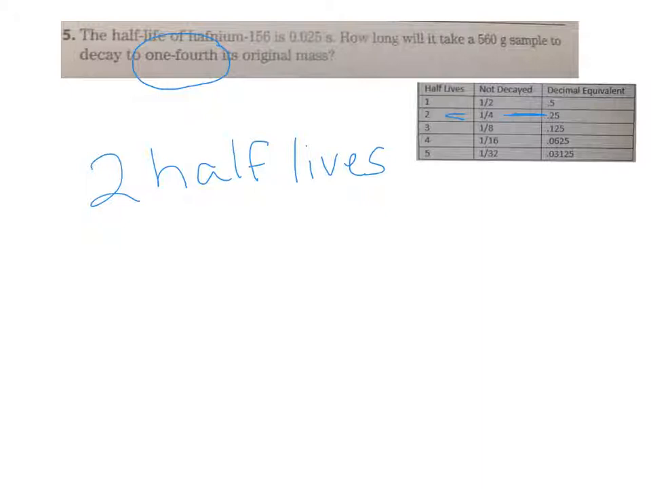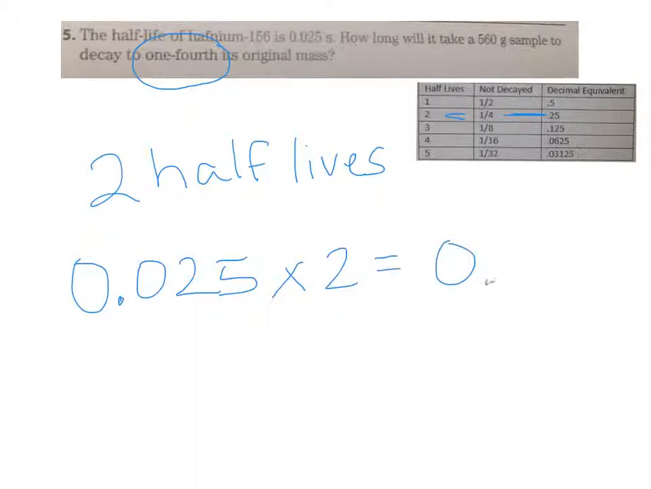The length of one half-life is 0.025 seconds. And the problem is asking for the total amount of time if 2 half-lives have occurred. So do you need to divide or multiply? Multiply. What is 0.025 times 2? And this is in seconds.